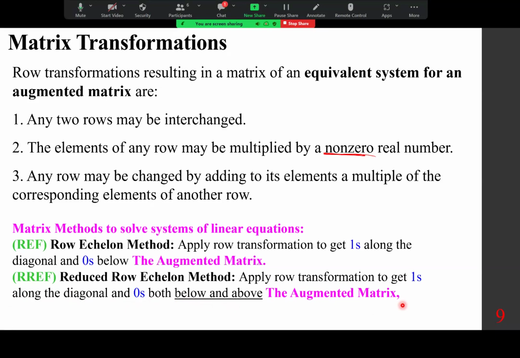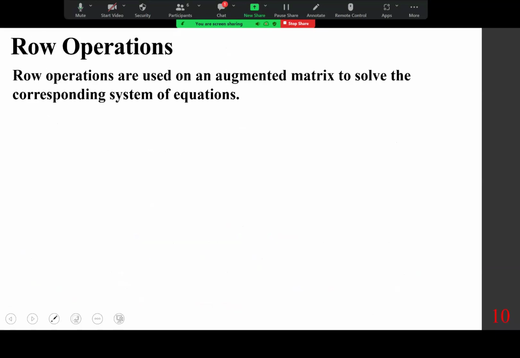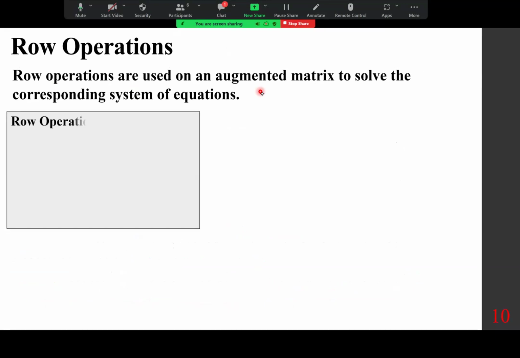We are going to look at examples. First, let's discuss those row operations we mentioned. Row operations are used on an augmented matrix to solve the corresponding system of equations. So what row operations? Let's remind everybody what we just mentioned.